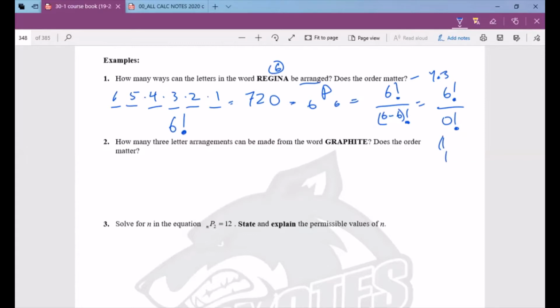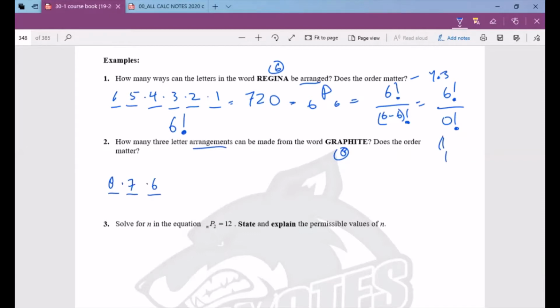How many 3-letter arrangements can we use from the word graphite? We count this up. Graphite has 1, 2, 3, 4, 5, 6, 7, 8 letters. Does the order matter? Yes, it does, because it's an arrangement. We can think of it this way: I've got a 3-letter arrangement. It is 8 letters, and then 7 letters, and then 6 letters.